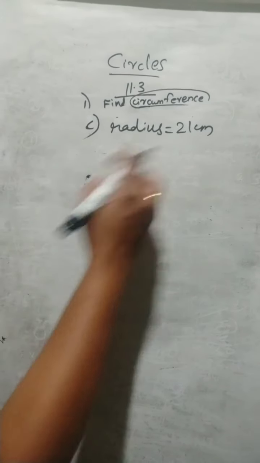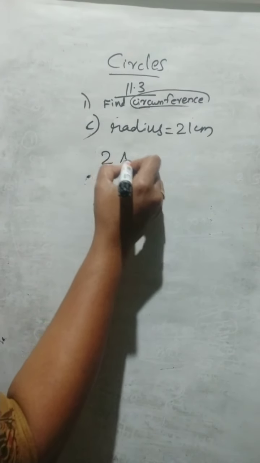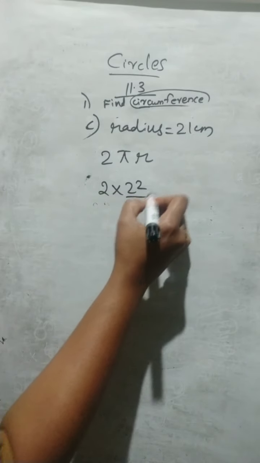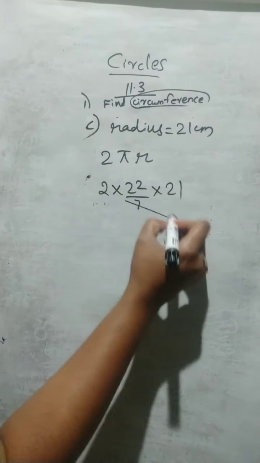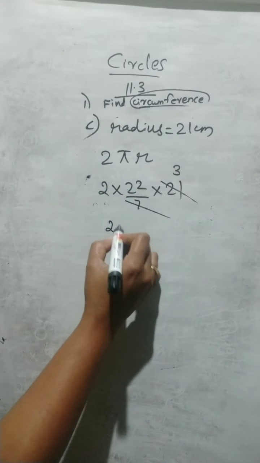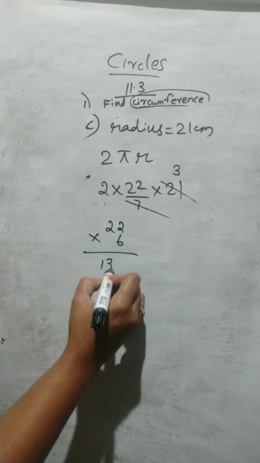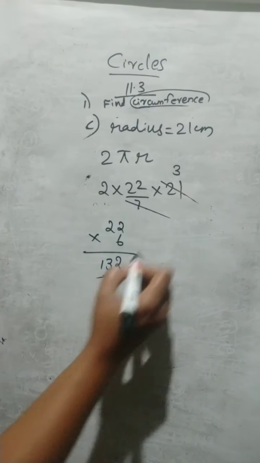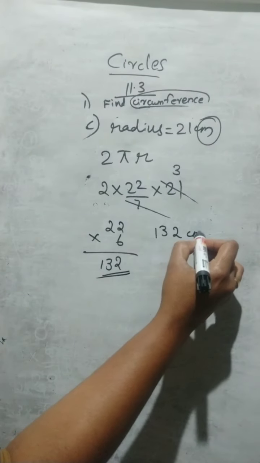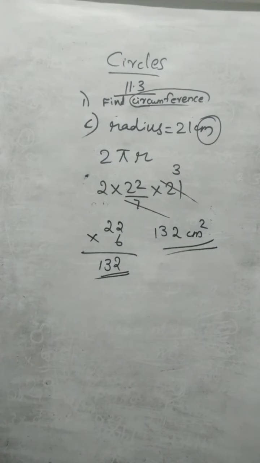Here radius is equal to 21 centimeter. So the circumference of a circle is equal to 2 pi r. So 2 times 22 on 7 multiplied by 21. 7 and 21, 3. Then 22 times 6. 22 times 6 is equal to 132. So 132. Unit is in centimeter. So centimeter is the answer. 132 centimeter.